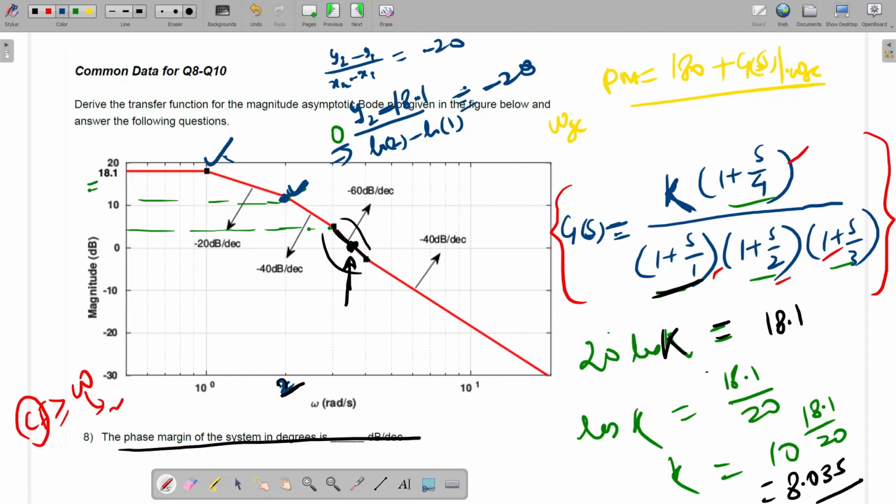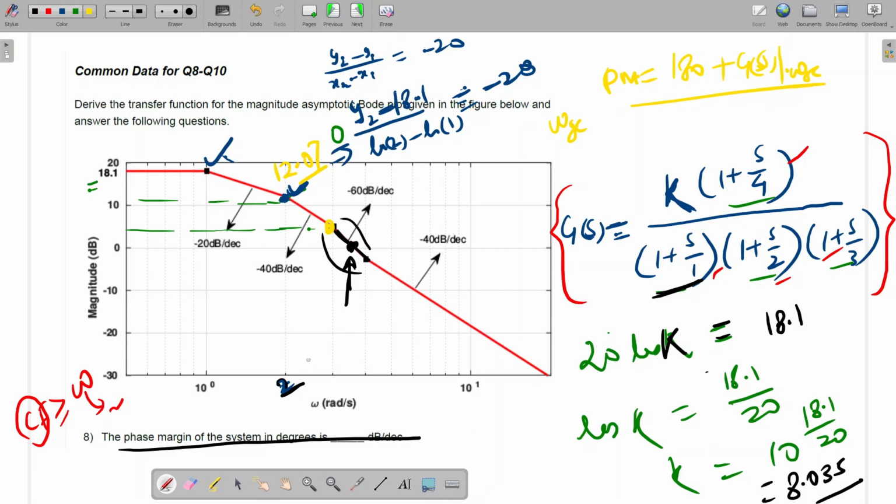We'll see the Bode plot also. First we'll calculate manually, then we'll see the MATLAB Bode plot. Both will verify. Log 2 minus log 1 into minus 20. Okay, correct? So it is coming minus 6.02 plus 18.1. So I am getting 12.07 here. I am getting the magnitude for this one, 12.07. Okay, correct?